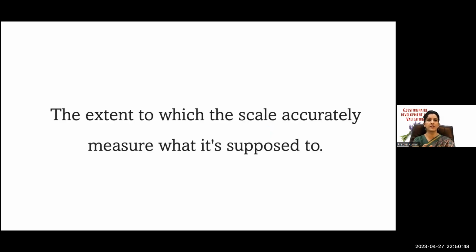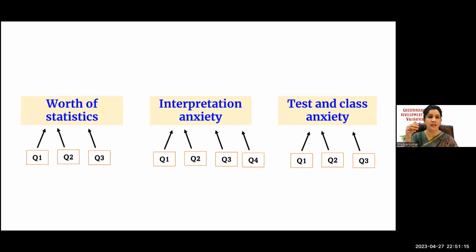Coming to the second part, that is construct validity. Again, we discussed that it is of 2 types: convergent construct validity and discriminant construct validity. Content validity is to see whether the items which you have kept are essential or relevant or not. Construct validity ensures to what extent the items accurately measure the underlying construct. Like in the STARS questionnaire which we have shared, there were 4 to 5 domains. For example, worth of statistics: questions 1, 2, and 3 were measuring the underlying construct of worth of statistics. Then questions 1, 2, 3, 4 were measuring interpretation anxiety, and then test and class anxiety.